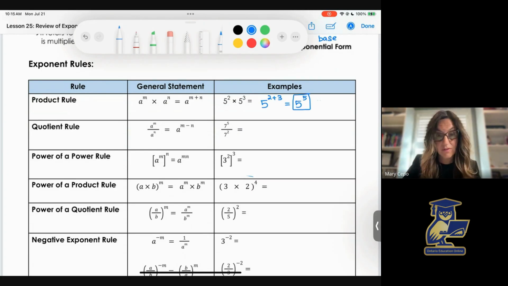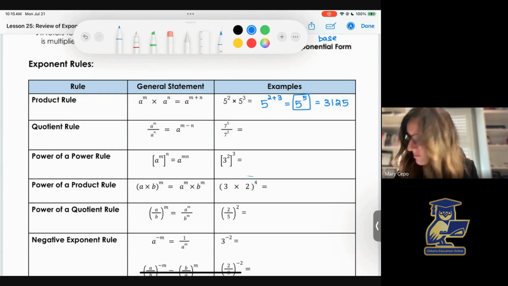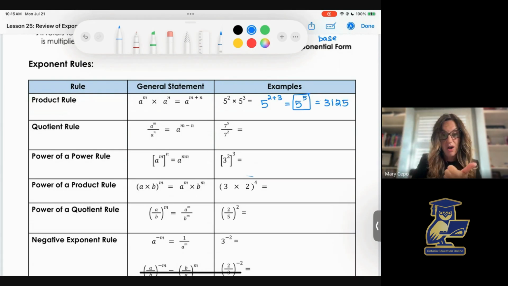Okay? To evaluate that, we would take 5 to the exponent of 5, which would be 3,125. Remember, it's not 5 times 5, it's 5 times 5 times 5 times 5 times 5. So when 5 is being multiplied by itself 5 times, evaluating that would be 3,125.